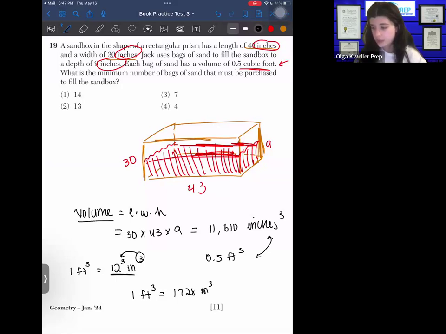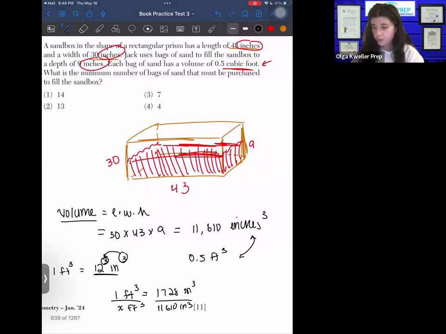And then we would say 11,610 inches cubed is our x feet cubed. This is the hardest part that students mess up sometimes. Students forget to cube the conversion. If you're doing it in square inches, with just a 2-dimensional shape, you square the conversion factor.